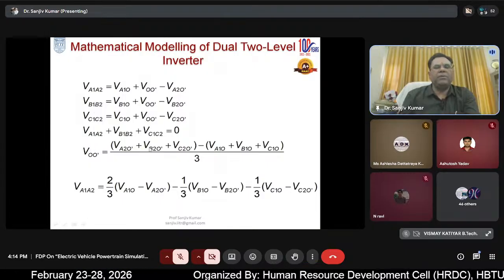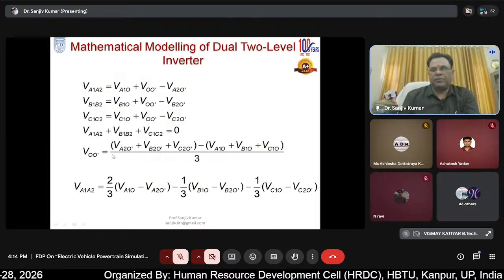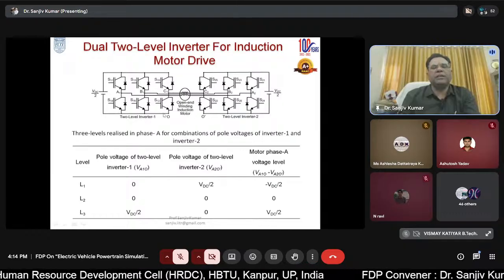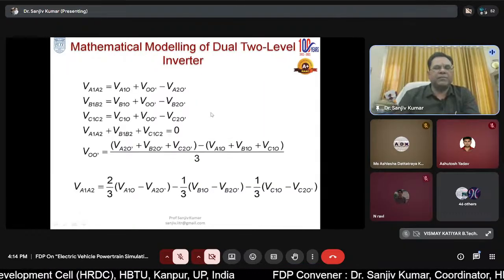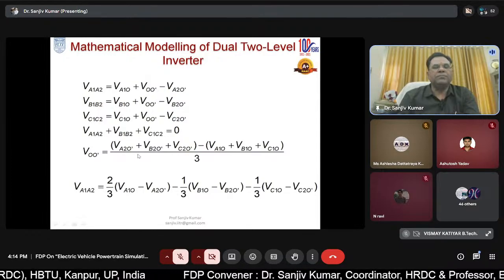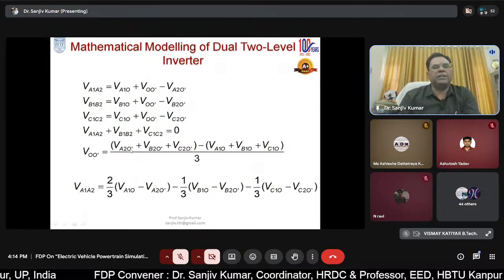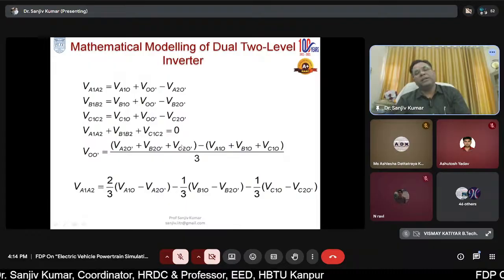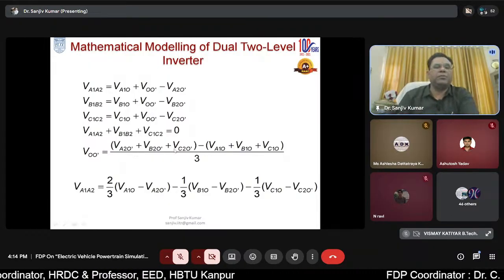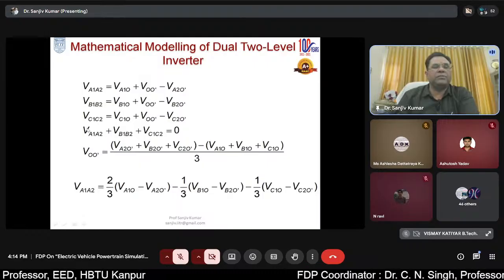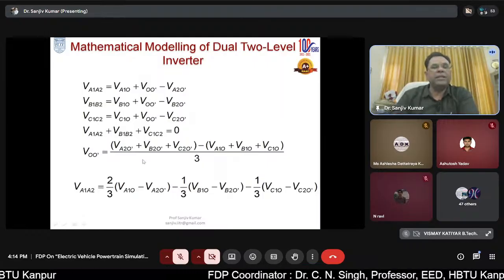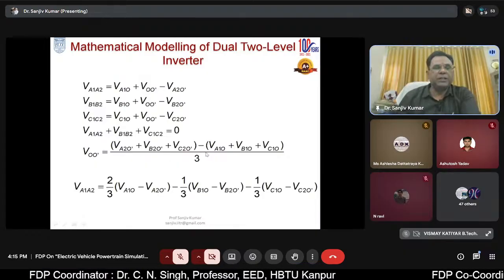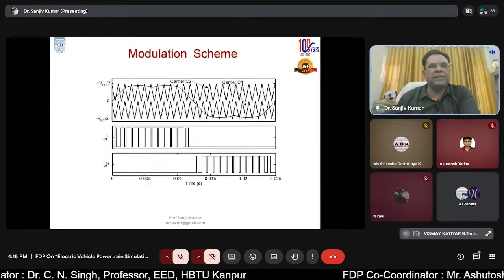Now, if you see, the common mode voltage is VOO dash. Common mode voltage means the voltage which occurs between these two neutrals. See how much the value of this is? It is simply 0, because all the time V_AO dash plus V_BO dash plus V_CO dash, the net voltage, is 0. So the common mode voltage comes out to be this, right? After putting this value, we will get the phase voltage and everything.